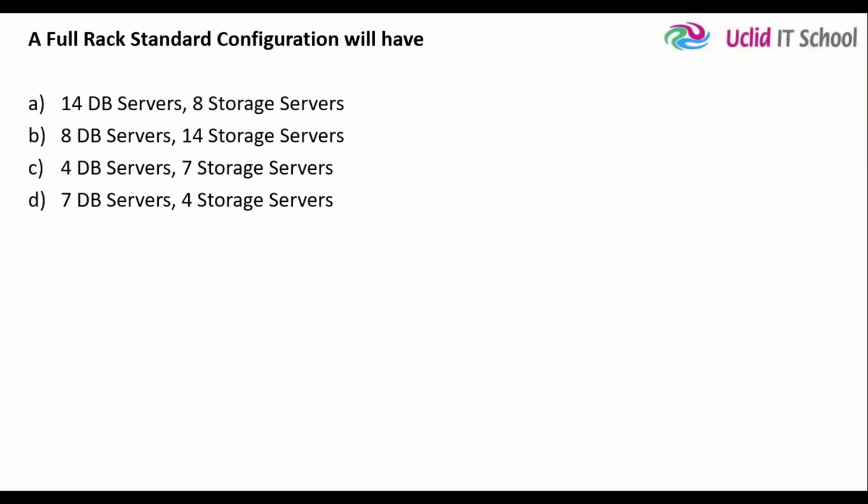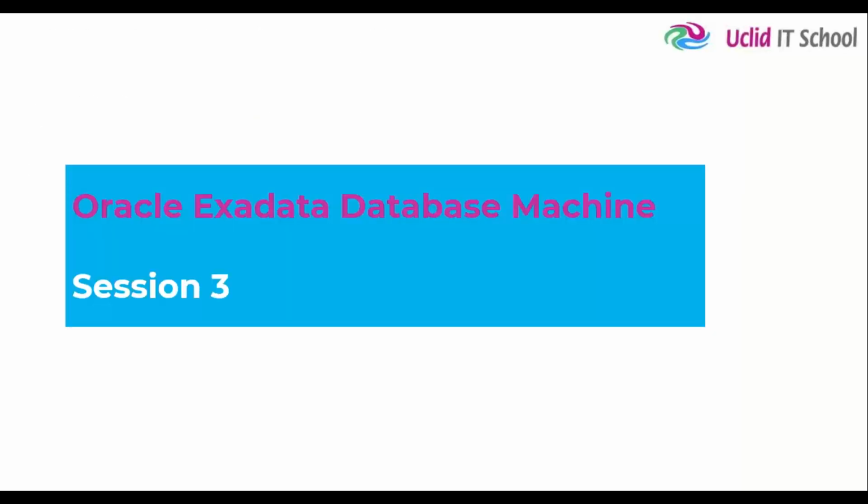A full rack standard configuration will have, Siddharth B, Mohammed could be B, okay, Parmesh B. All right, let us see. It is B. You are all correct. 8 database servers, 14 storage servers. All right, great. That brings us to end of today's session.